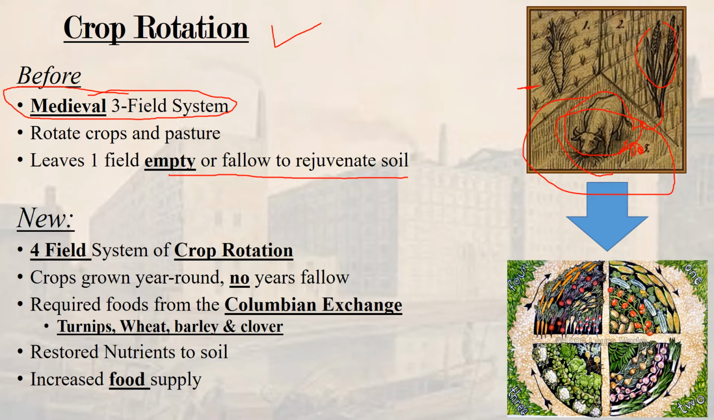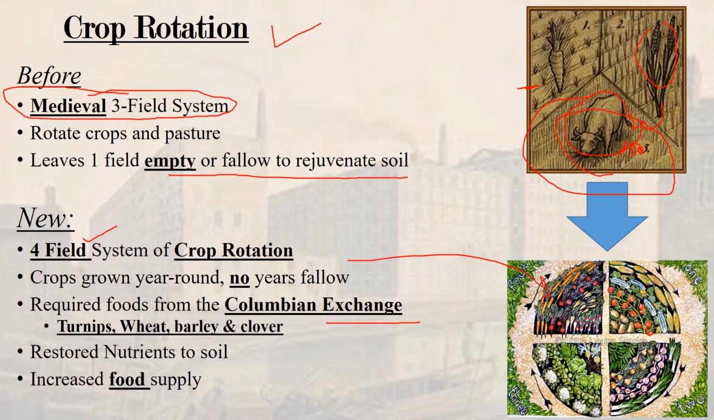Well, in this new crop rotation system, this is called the four-field system of crop rotation, you had crops growing year-round. This required newer foods from the New World, from that Columbian exchange. And what this did is it allowed plants like clover and turnips, that can rejuvenate the soil or do not tax the soil, to be grown.